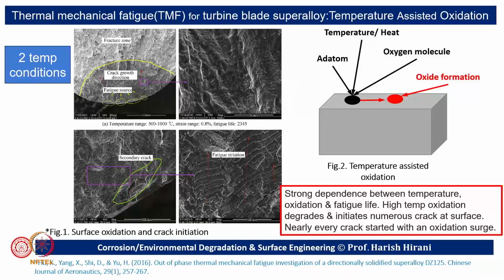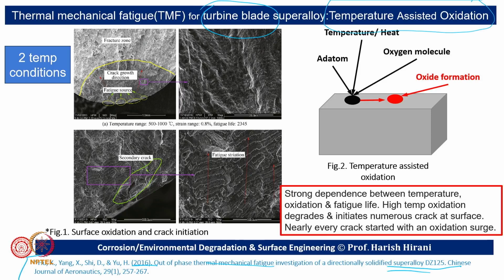That is why this slide is being shown to you. Basically, here a case study was done on turbine blades, and the reference has been given. It was published in 2016, on the thermal mechanical fatigue investigation of one superalloy, which is generally used for turbine blades. Here the title is temperature assisted oxidation, and what is really temperature assisted oxidation?